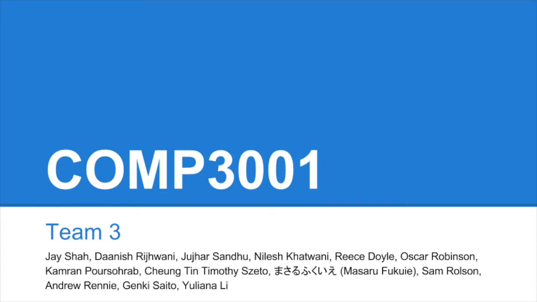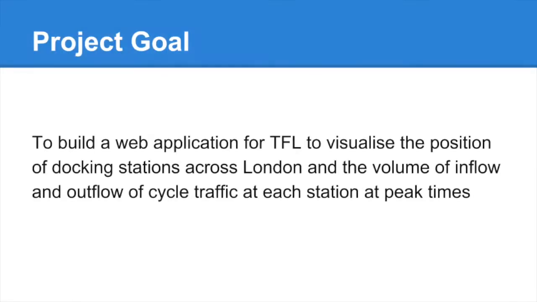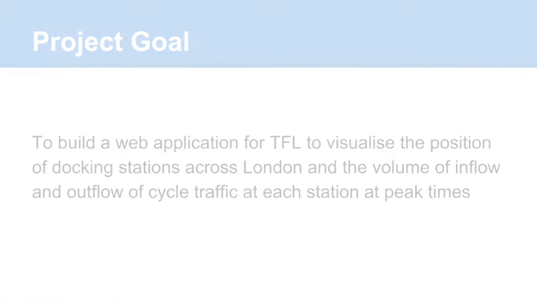We are Team 3 from COMP3001. Our project revolves around using TfL's open data set to establish the optimum places to install new or modify existing bicycle hire racks, minimizing the need to pick up used bikes and move them to the appropriate hire racks. Our main project goal is to build a web application for TfL to visualize the position of docking stations across London and volume of inflow and outflow of cycle traffic at each station at peak times.